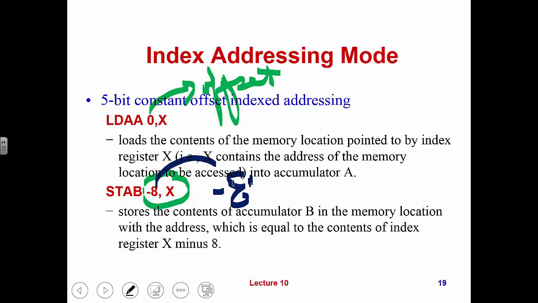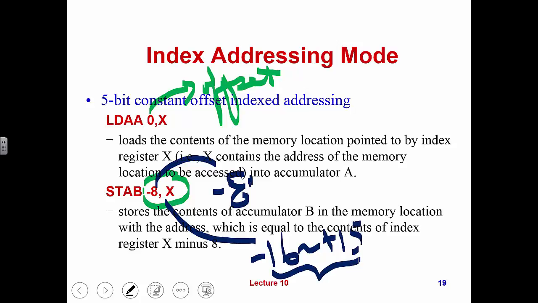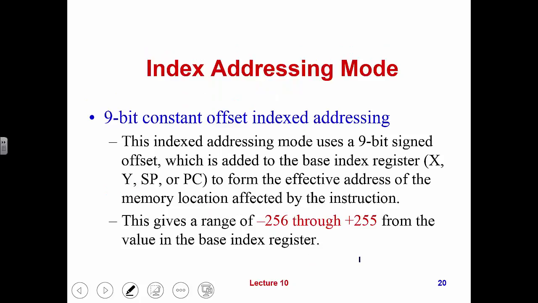Now here, -8 is not more than 5 bits, because -8 is in the range from -16 to +15. It is in this range, so it fits in 5 bits. So this is a very simple example of the 5-bit constant offset index address mode. Let's check out another one.